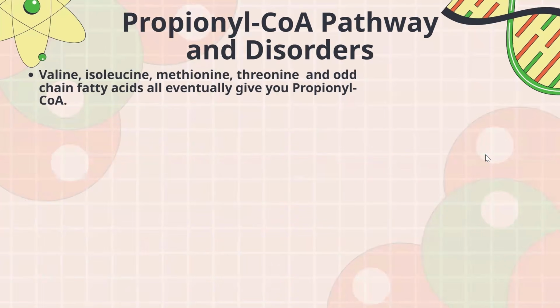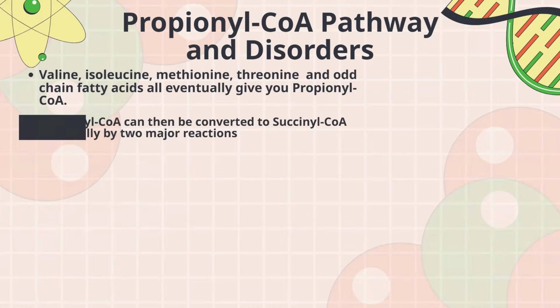So let's talk about the propionyl-CoA pathway and its disorders. We're almost done, guys. Inshallah, now we finish. Let's talk about it. So valine, isoleucine, methionine, threonine, and odd-chain fatty acids all eventually give you propionyl-CoA. We already talked about this.